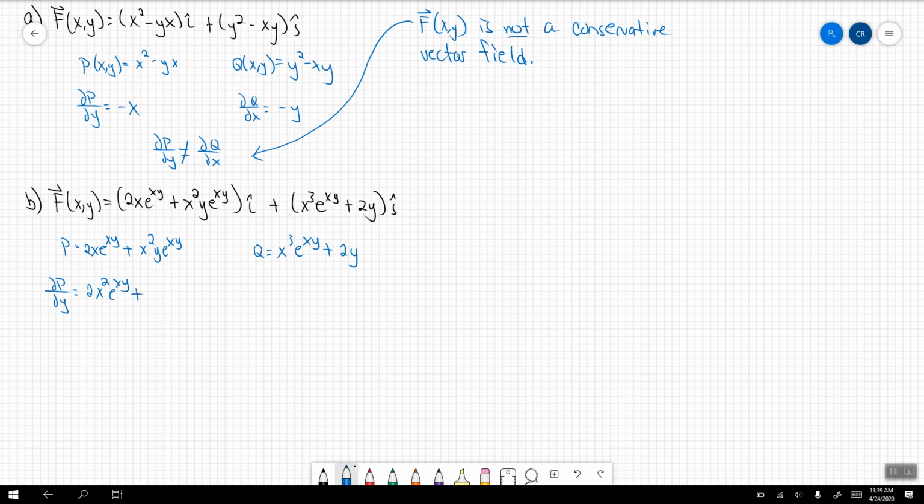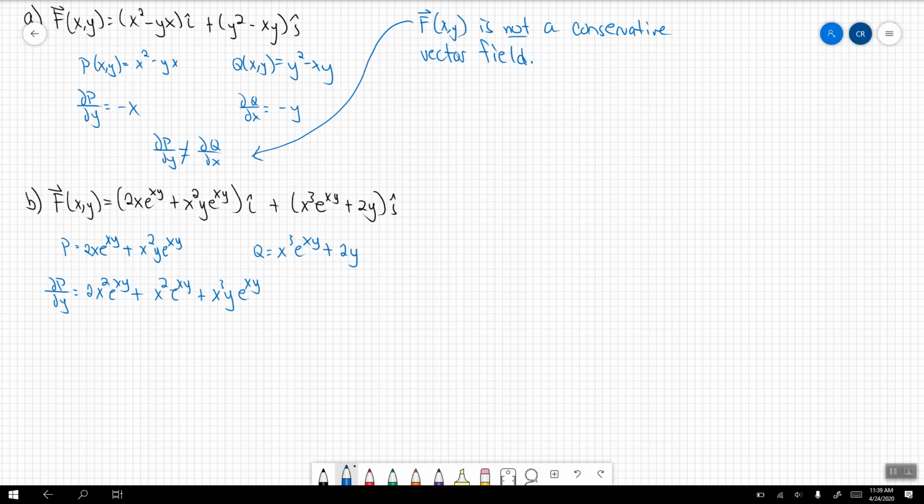I'm going to need the product rule. So for my product rule, I'm going to take the derivative of the first function with respect to y. That's just going to be x squared, multiplied by e to the power of xy, plus the first function, which is x squared times y, multiplied by the derivative of the second function. The derivative of the second function with respect to y should just be e to the power of xy multiplied by x, so we're going to have an x cubed here.